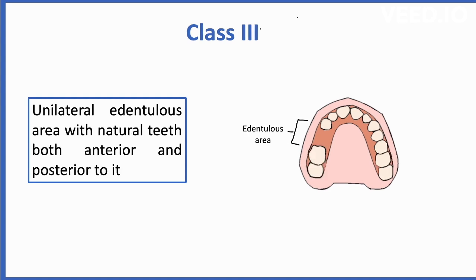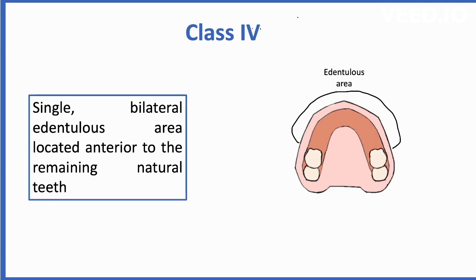Class 3 is when there is a unilateral edentulous area with natural teeth both anterior and posterior to it. This is an example of Class 3 since there are natural teeth found anterior and posterior to the edentulous area. Class 4 is when there is a single bilateral edentulous area crossing the midline located anterior to the remaining natural teeth. This is an example of Class 4, since there is a single anterior edentulous area crossing the midline.